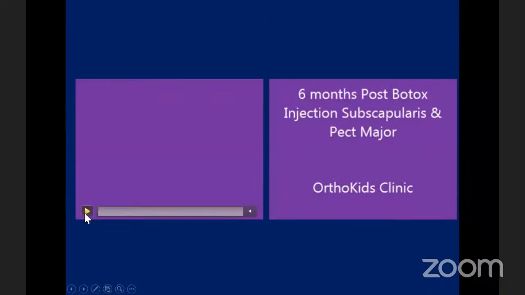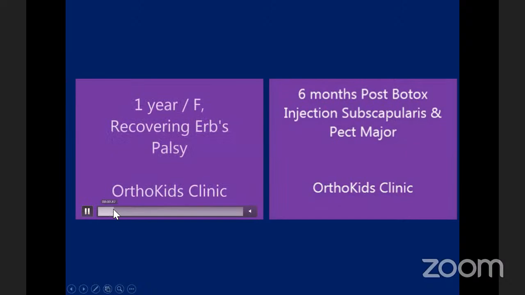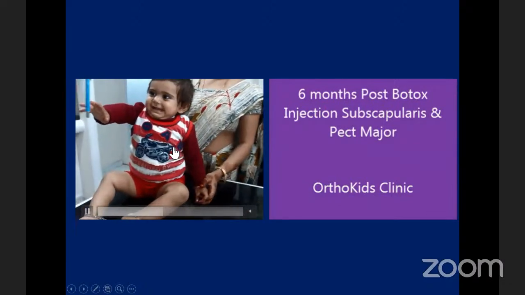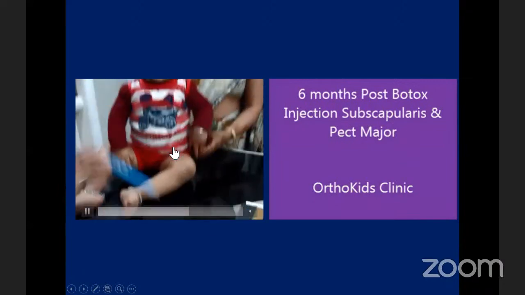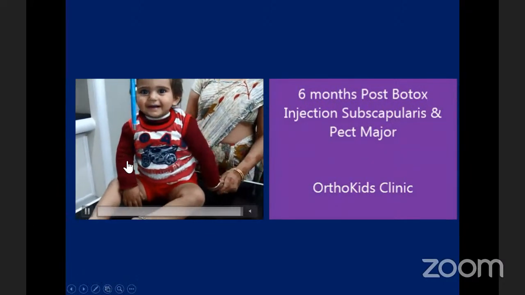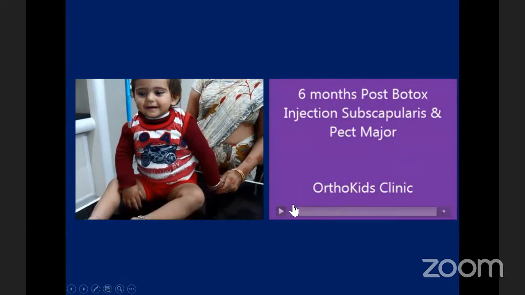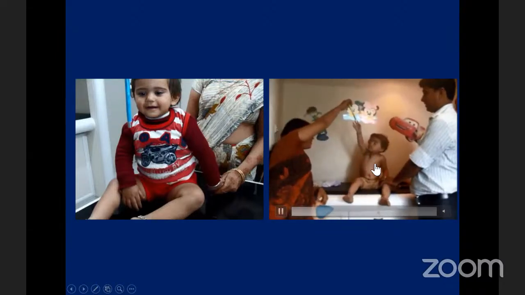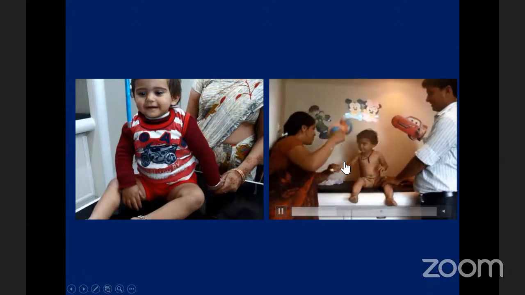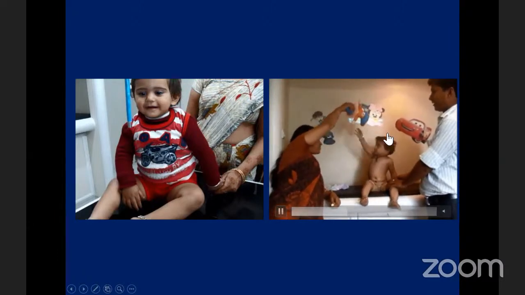This is an example of a patient who was injected with Botox. This is a pre-injection video. We can see external rotation. Here, external rotation is around minus 10. And we can see the post-injection video, that is 6 months post-Botox injection. And in the 6 months, we can see there is much increase in external rotation.